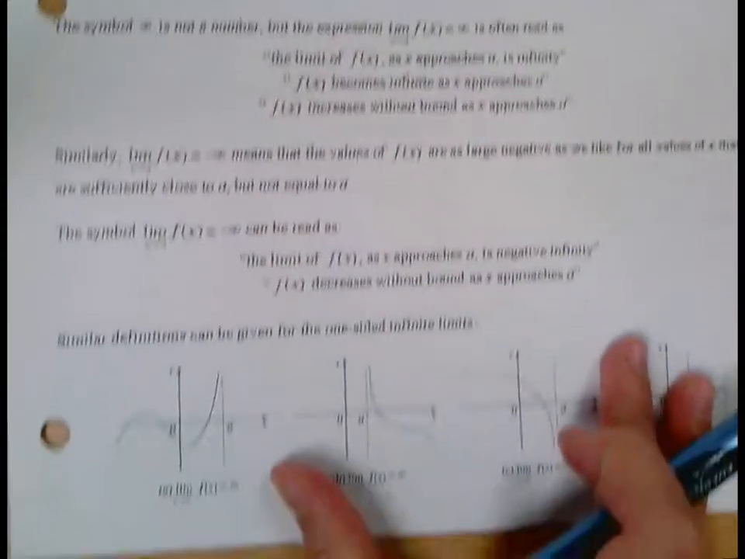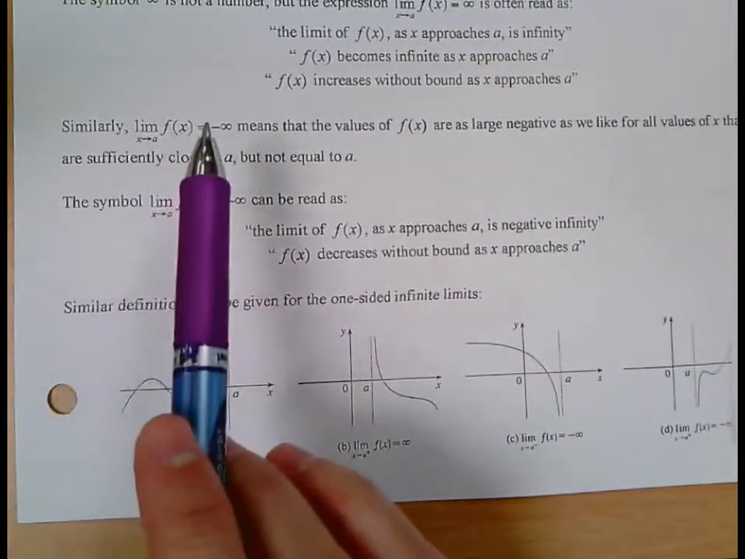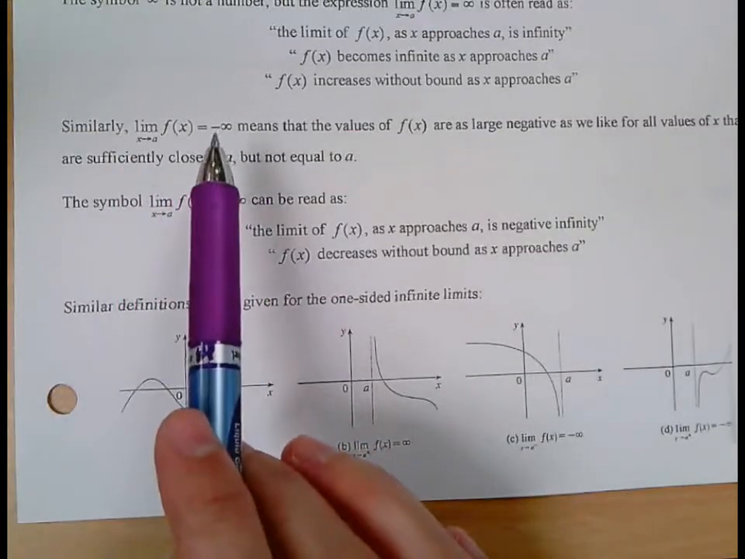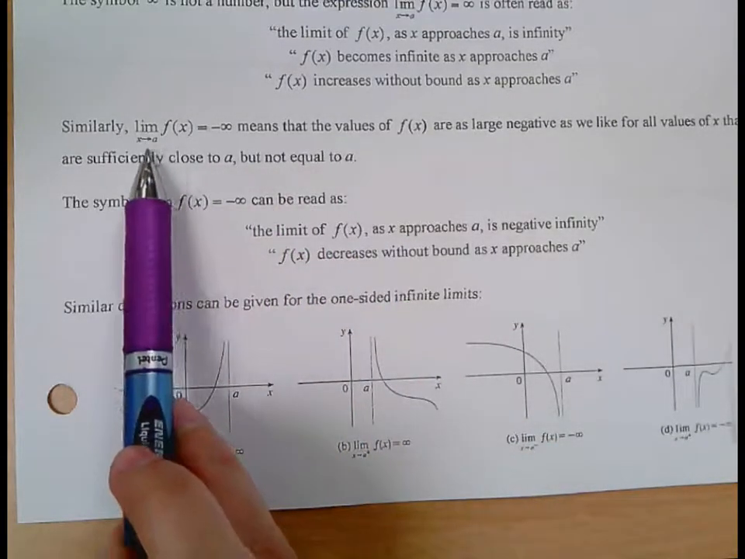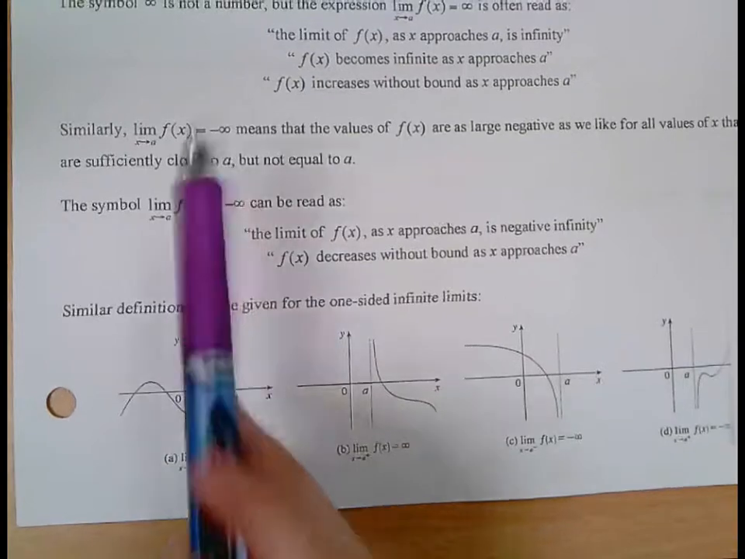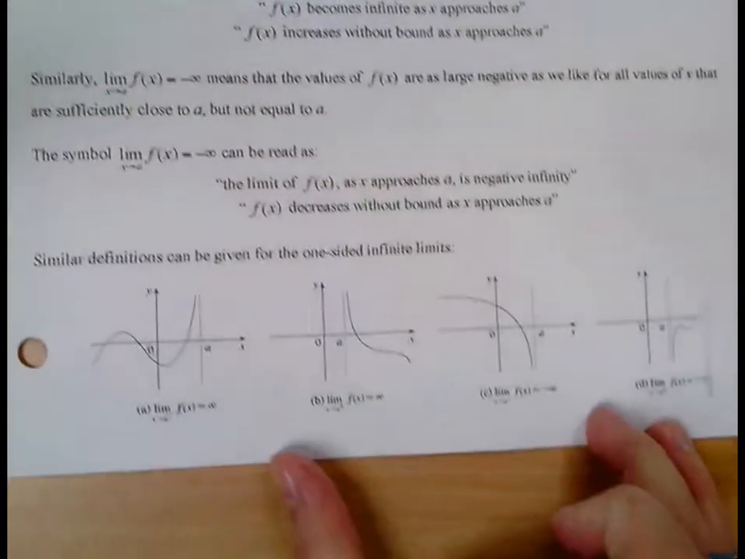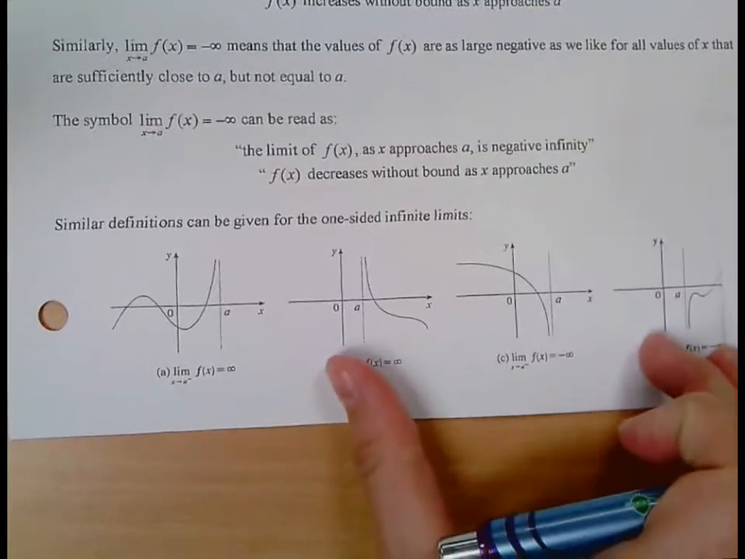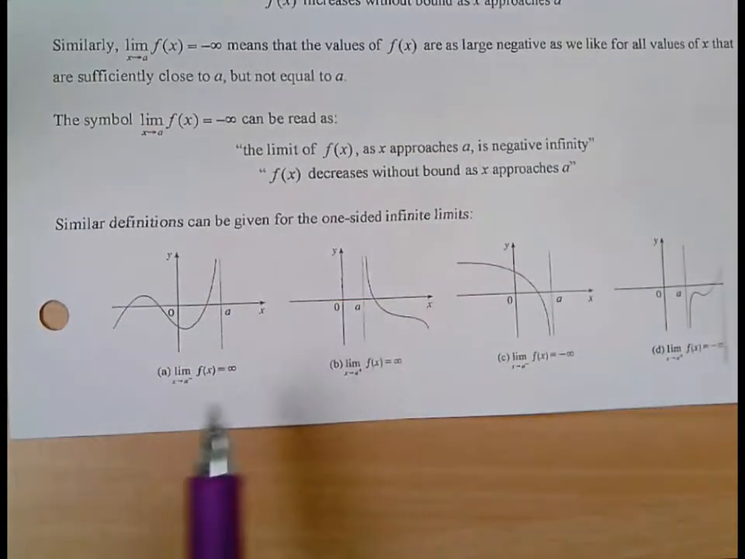And then what follows this, I don't want to read through this whole thing for you, but there's a similar definition if the y values are becoming infinitely large in the negative direction. So you can also say that the limit would equal negative infinity, and that means it's just decreasing infinitely. So there are very similar notations and wordings if you have negative infinity. And then there are also similar definitions for one-sided infinite limits.